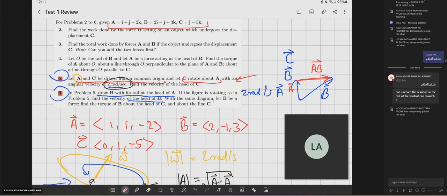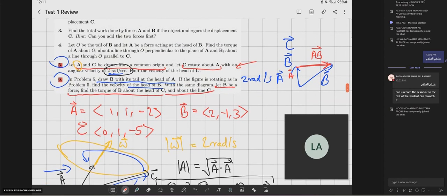With the same diagram, let B be a force. Find the torque of B about the head of C and about the line C. Okay, this is the second part. We'll do it later. First, we'll just do this one.